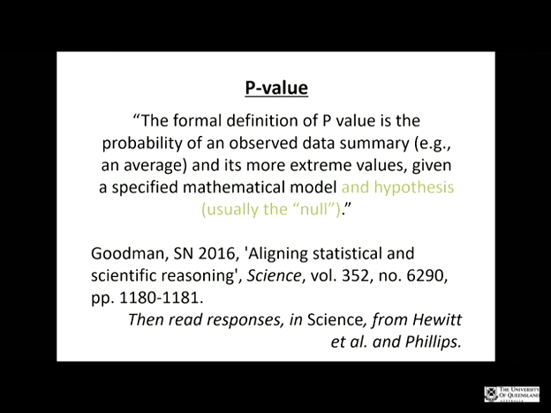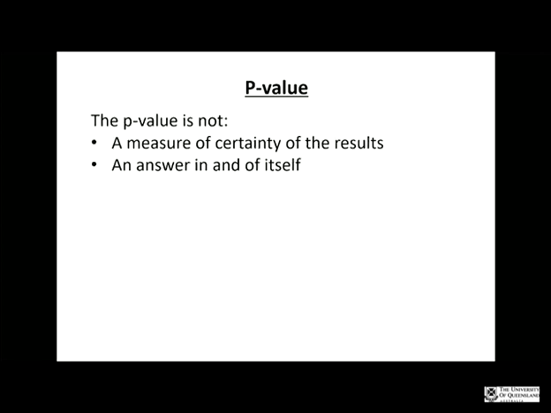Now, this is a bit confusing, but just to clarify the formal definition of the p-value, it's the probability of an observed data summary, in this case the average, the mean, the probability of the mean and its more extreme values given a specified mathematical model, okay? And a hypothesis, and usually we're looking at the null hypothesis. That's just a very wordy way of saying what we've been doing in the pracs this week, and you'll do more of it next week.